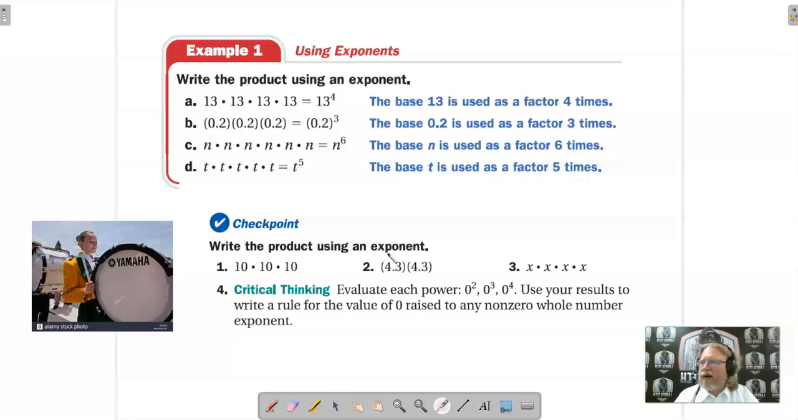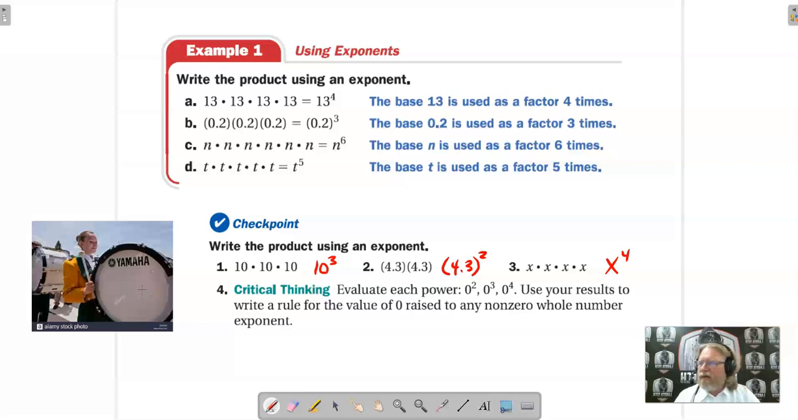Checkpoint here, write the product using an exponent. Well, I have 3 10s, so I would have 10 as the base. 3 is the exponent. Here I have 4.3 is the base, and it's twice, so I'm going to use the exponent there. Notice that if it's a decimal, it's usually held in the parentheses there. And then I have x as the base, and it shows up 4 times. It's a factor 4 times, so it's x to the 4th.